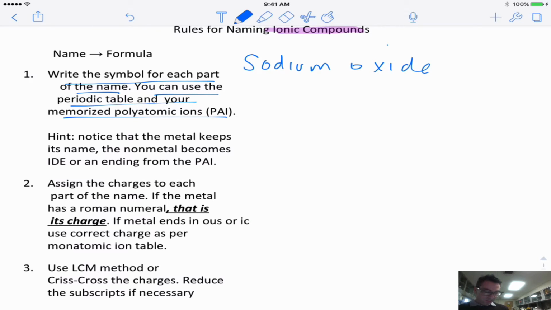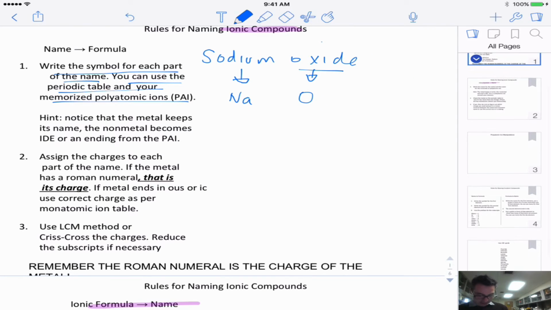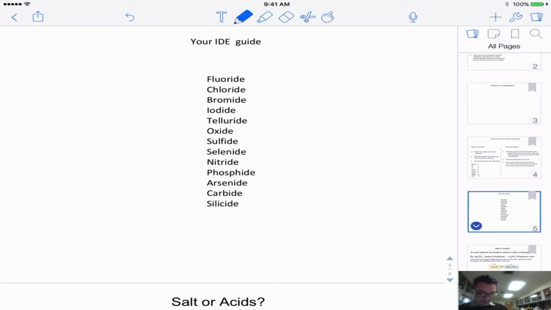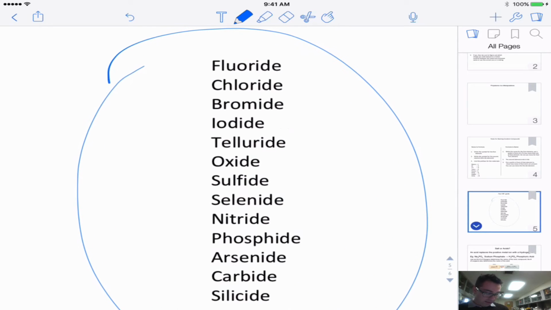So the symbol for sodium is Na. The symbol for oxide is O. Now you might be wondering, how do I know that? How do I know that oxide is O? Well, I provided something for you in this slide presentation on pages 2, 3, 4, 5. I provided you something that I call your IDE guide. Your IDE guide is basically a guide to all the IDE endings. And so I know for each of these what the symbols are.